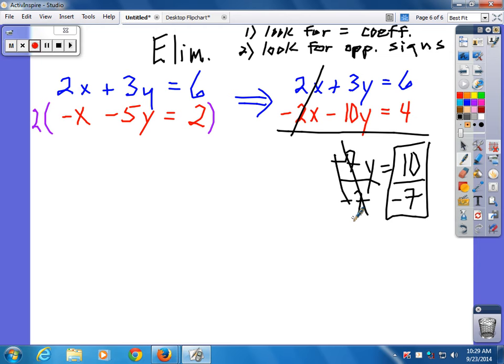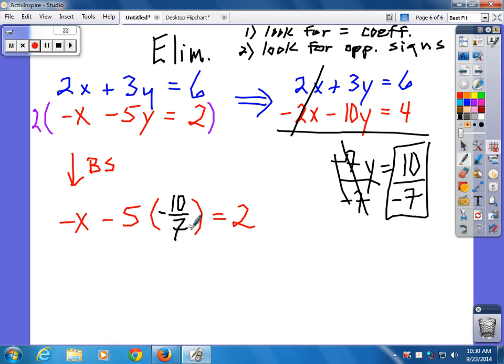Now, that's y, how do you get x? BS your way through it. Back substitute. Take the y and plug it in where? Right here. So, I'm going to do negative x minus 5 parentheses equals 2, and plug in negative what? And that's what we did a while ago.